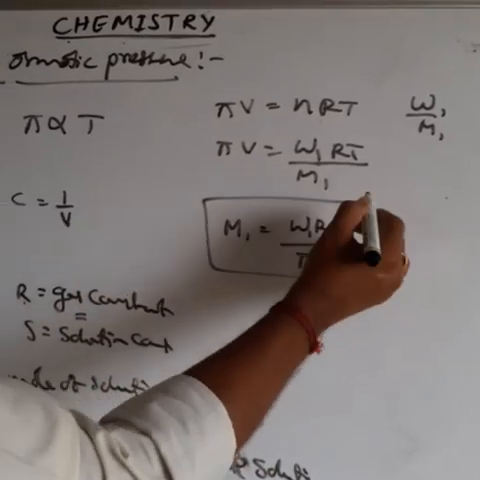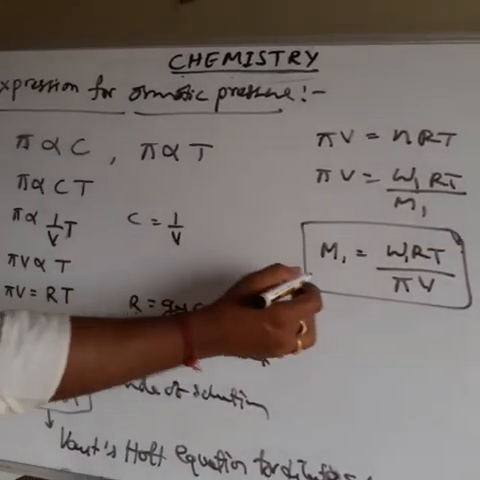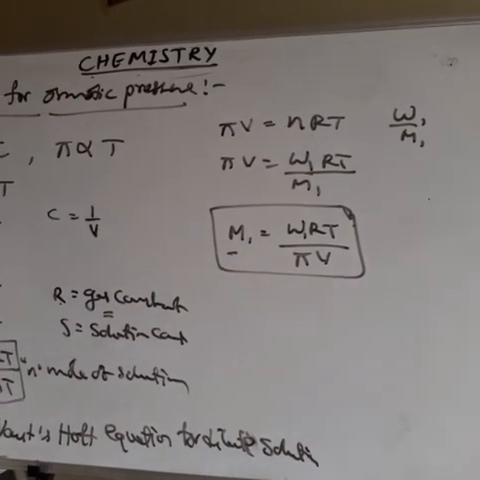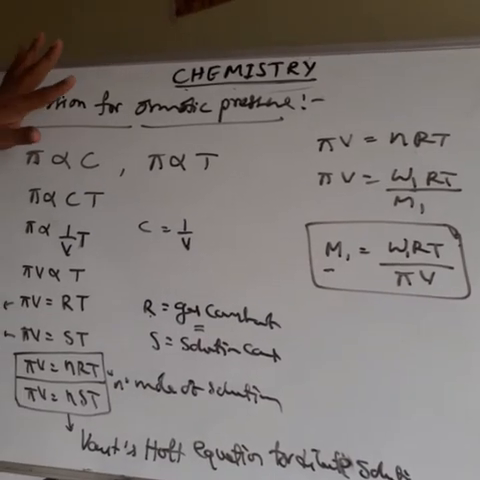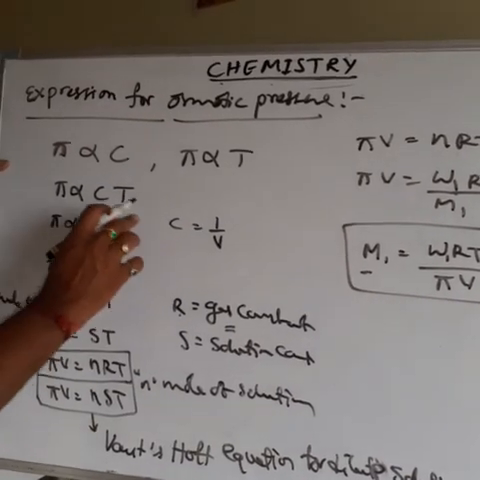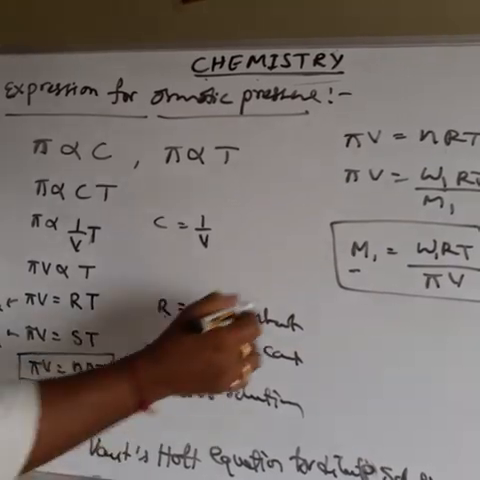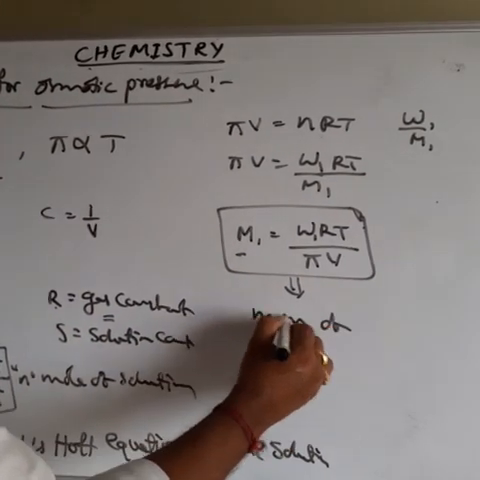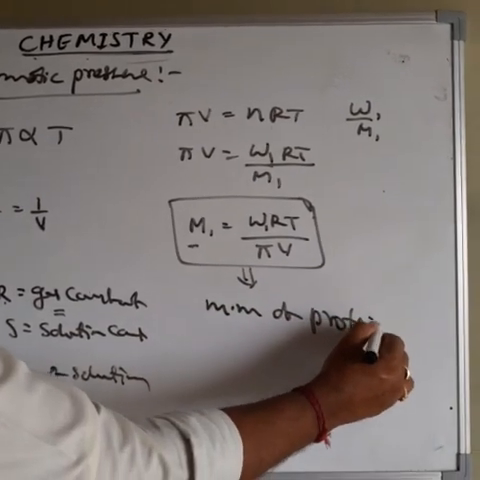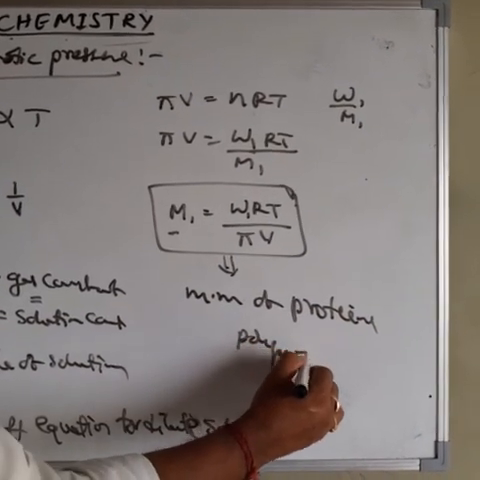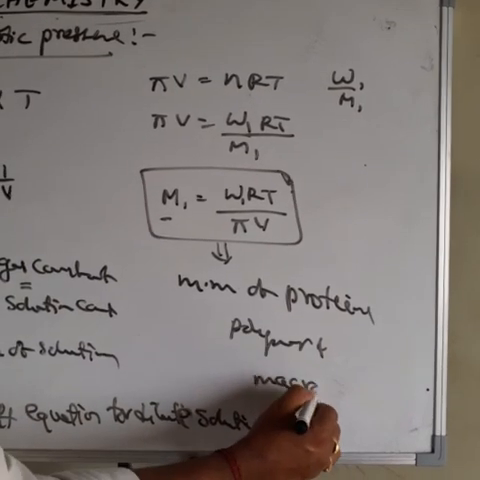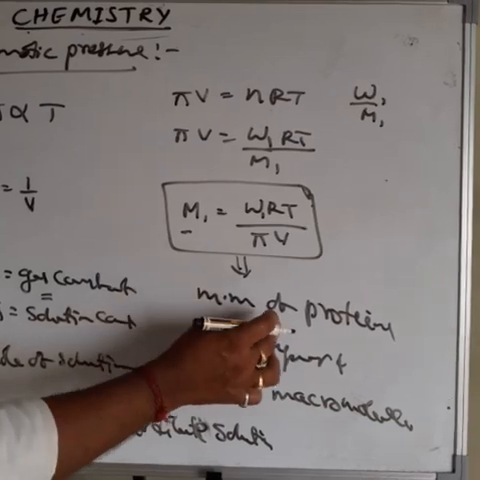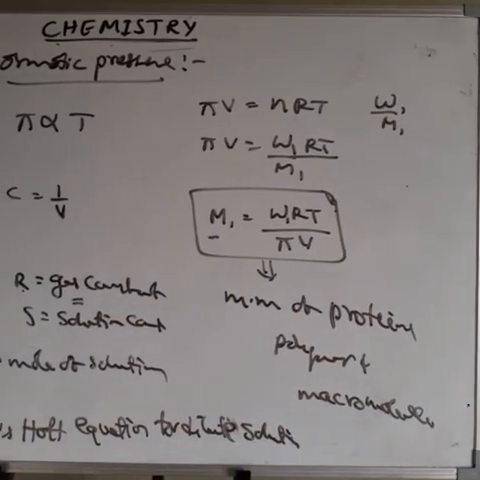So this is the formula to calculate the molecular mass of the solute. This is about the expression for the osmotic pressure. Then what is the importance of this calculation? By using this formula we can determine the molecular mass of proteins, polymers and also some macromolecules.